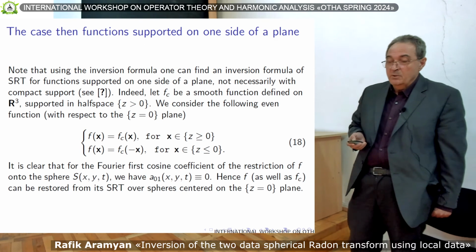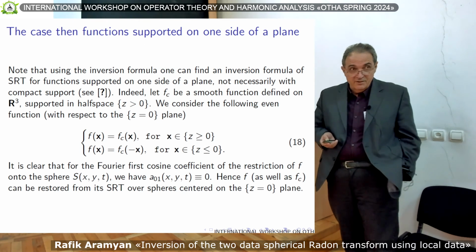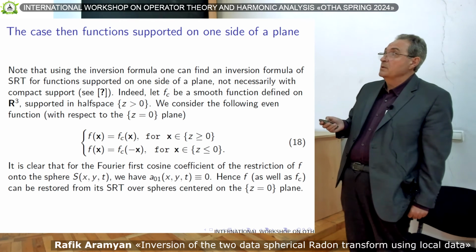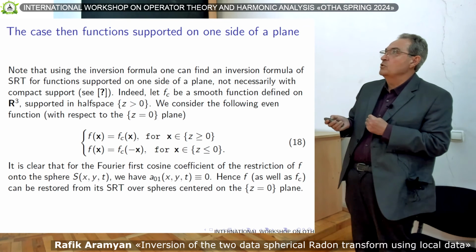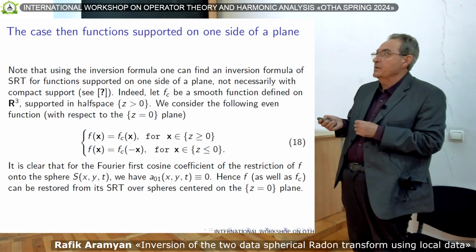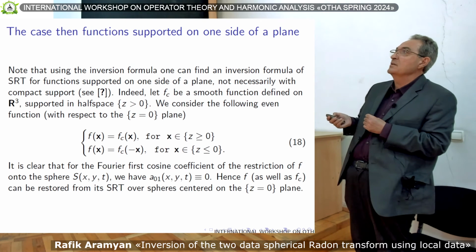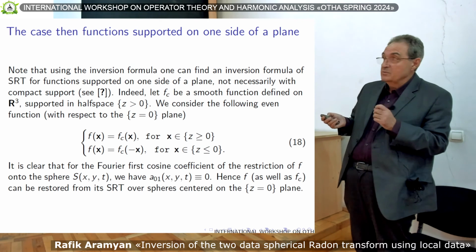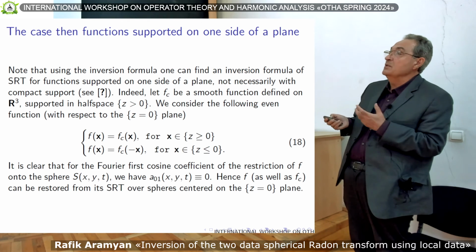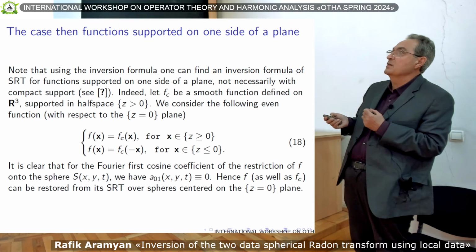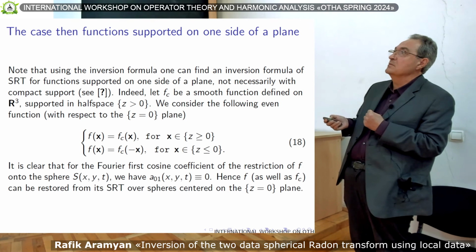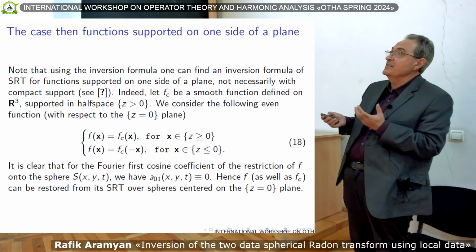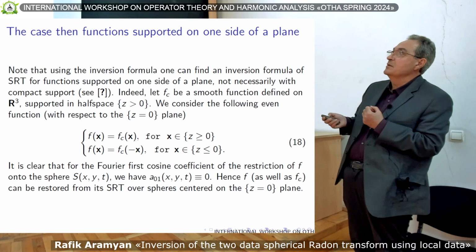Now about the classical spherical Radon transform. It turns out that using the inversion formula, one can find an inversion formula for the classical spherical Radon transform for a function supported on one side of a plane, not necessarily with compact support. Indeed, if you have some smooth function f_c supported in the half space z greater than 0, we consider the even function which coincides with f_c on this half space.